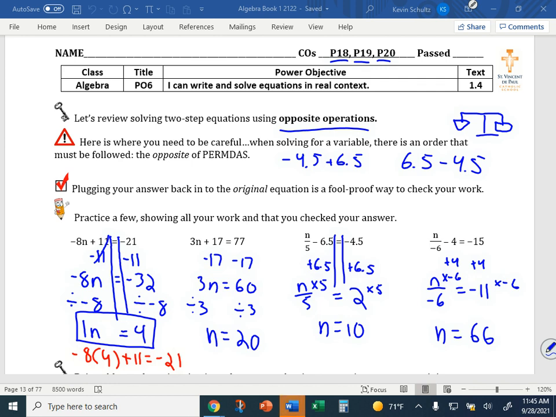Okay? Maybe that's one that you can't do mentally. The numbers aren't quite as friendly. You need to understand the process to do it also. Okay? Questions on those?